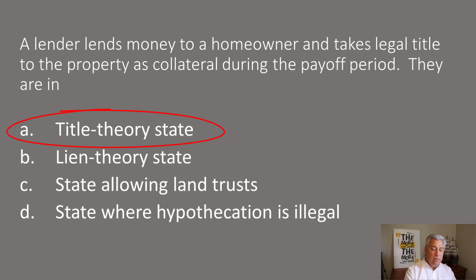In title theory states, at closing, the home buyer signs a deed transferring their ownership of the property to an attorney, the trustee, to hold in trust while we're paying off our mortgage loan. So in title theory states that use deed of trust for collateral, the homeowner gives up their ownership and doesn't regain that ownership till they've paid off their loan. At that point, the attorney returns ownership to the home buyer through what they call a deed of reconveyance. That's title theory. A is the answer.